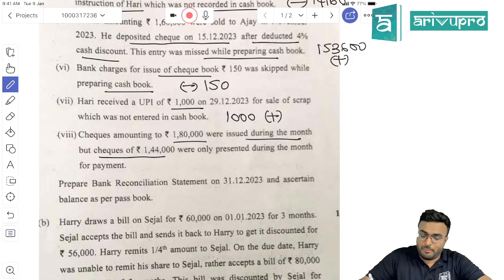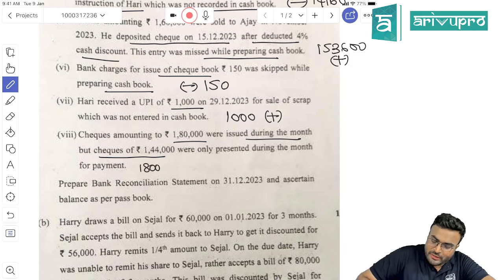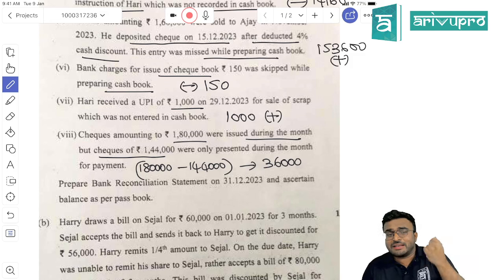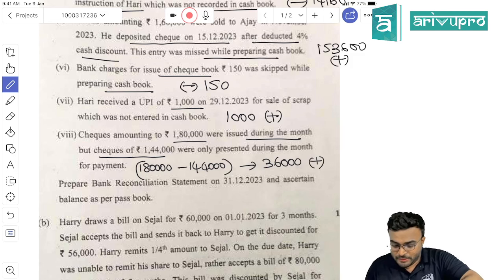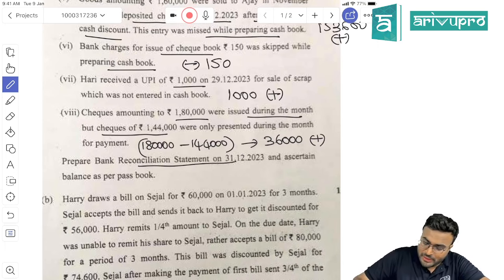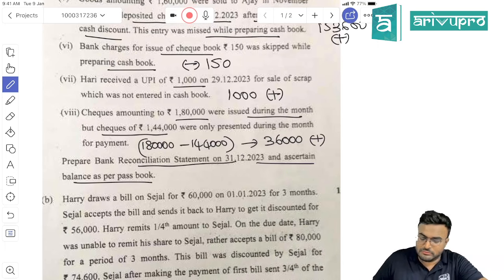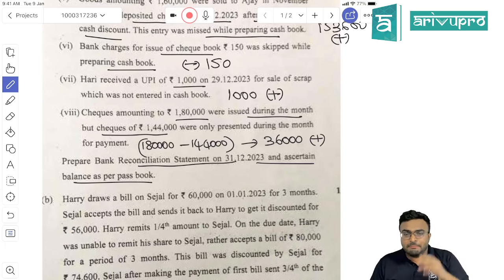Checks amounting to 1,80,000 were issued during the month, but checks of 1,44,000 were only presented. Checks were issued. How much? 1,80,000 minus 1,44,000 were presented. So 36,000 is not presented. So what will you do with 36,000? Checks are issued. You have already subtracted. So you're going to add it back. Prepare bank reconciliation statement. That should be it. And ascertain the balance. Simple question from BRS for 10 marks. These kind of questions are there in your study material as well. Simple one.